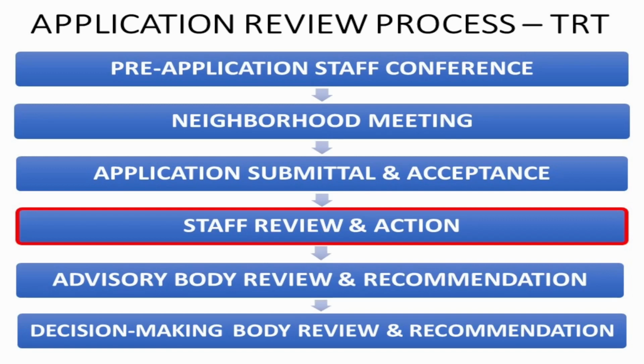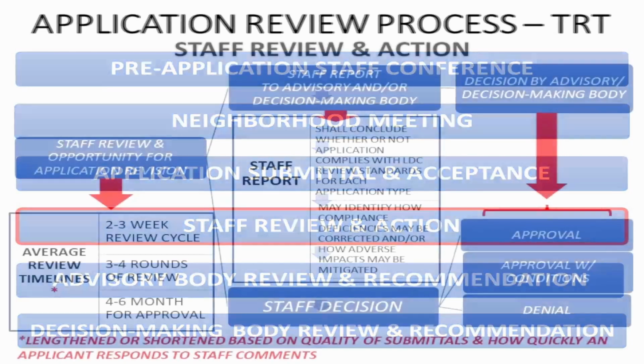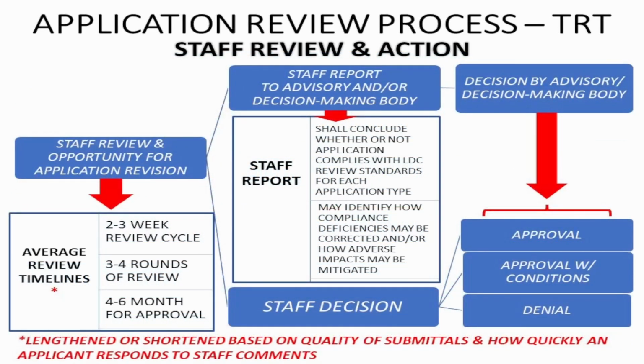So with regard to the staff review process, I wanted to highlight the average timelines for review, and this is the information that we provide to individuals in the pre-application meeting. So typically I would say on a general application, right now we're in about a 2 to 3 week review cycle. Oftentimes applications will go through 3 to 4 rounds of review prior to all outstanding comments being resolved, and we say about 4 to 6 months from approval on average, but that timeline may be shortened or lengthened based on the quality of the submittals and how quickly the applicant responds to staff comments.